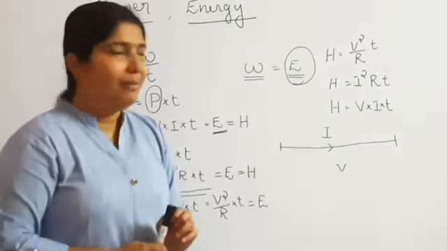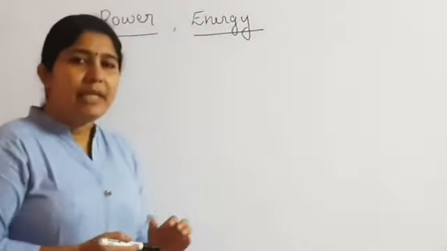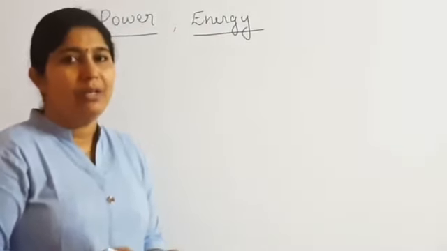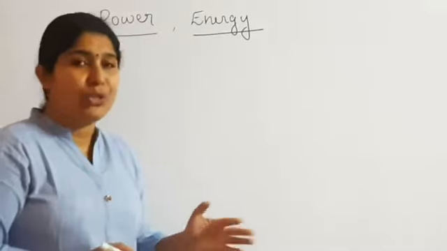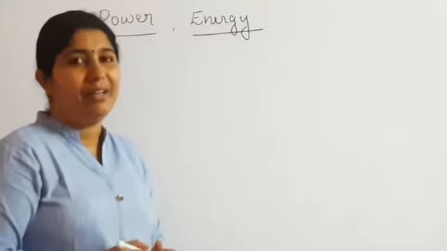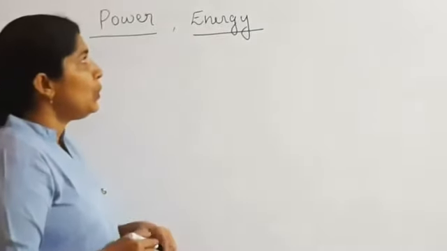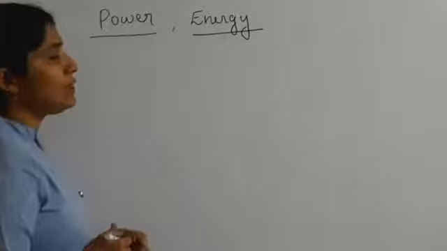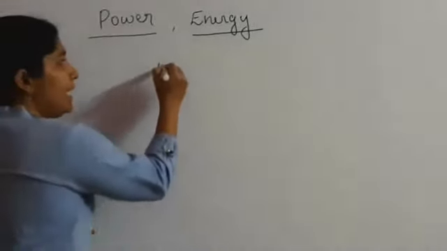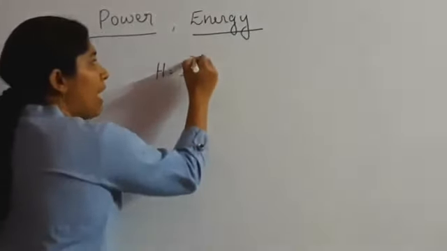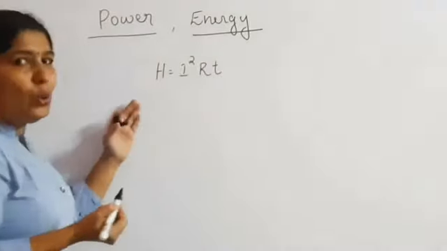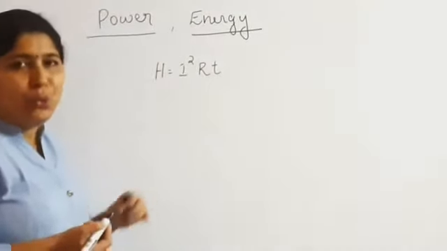Okay. The heating effect of current is studied by a scientist known as Joule, James Prescott Joule. The full name of Joule is James Prescott Joule. According to James Prescott Joule, heating effect H is equal to I squared R into T. And he stated a law. That law is known as Joule's law.